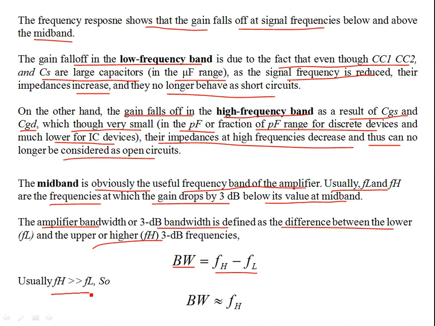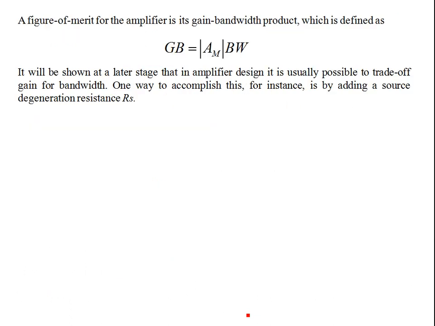Given that FH is much greater than FL, for a very large midband bandwidth of an amplifier, you can treat the bandwidth as approximately equal to FH, since FL is small compared to FH.